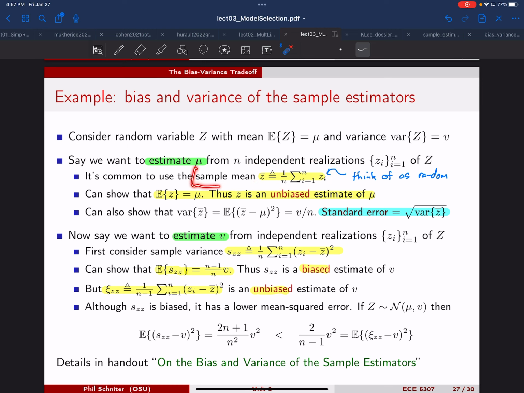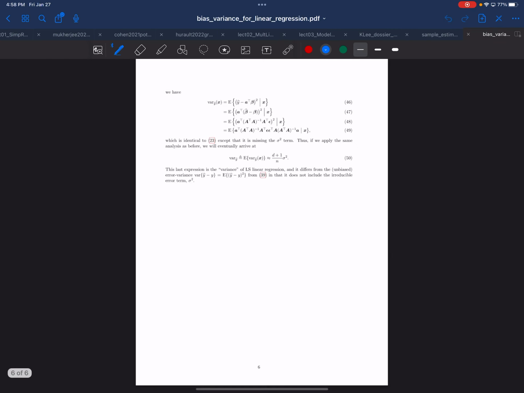Or sample mean, right? It's written here. Sample mean, sample average, same thing. And then the statistical mean is this one. Two different kinds of ways of thinking about an average.